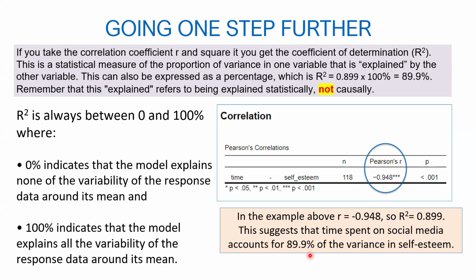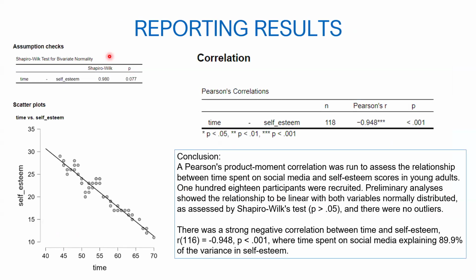Now, how do we report our results? We will need these three outputs: the assumption checks on normality, the scatter plot diagram, and the correlation table or the Pearson's correlation. Now we conclude: a Pearson's product moment correlation was run to assess the relationship between time spent on social media and self-esteem scores in young adults.